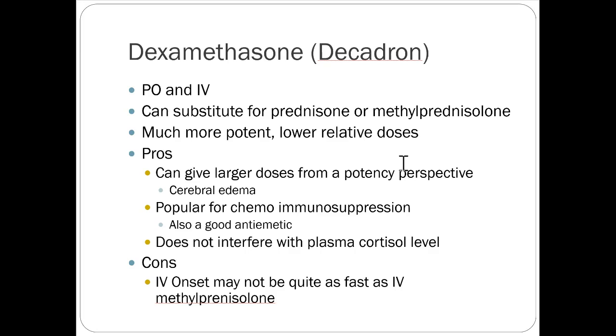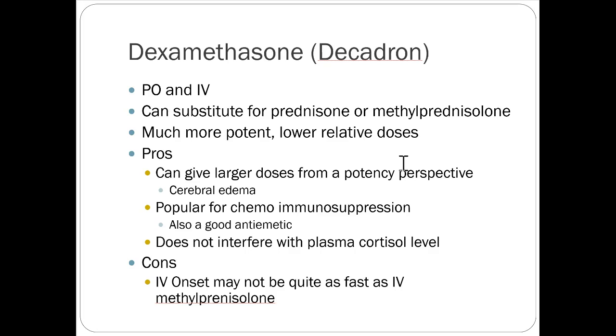So let's say there are cases, and if you work in a trauma center, you might see this, but cerebral edema, if we have some sort of spinal cord injury with cerebral edema, we give really huge doses of steroids. So in that case, you can give a lot more relative steroid with dexamethasone than you could methylprednisolone. So you can give much bigger doses that way.